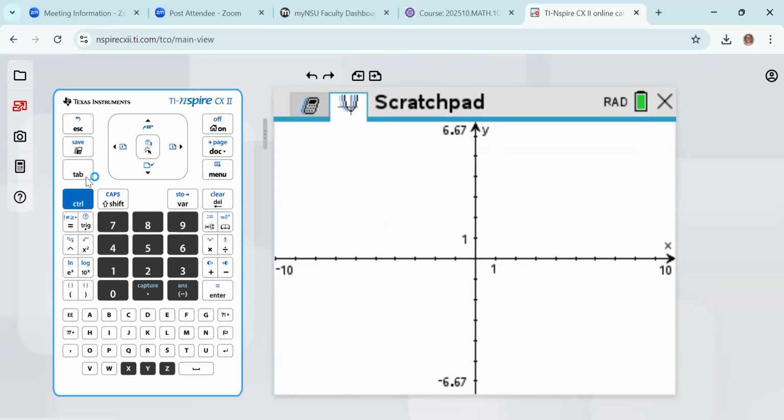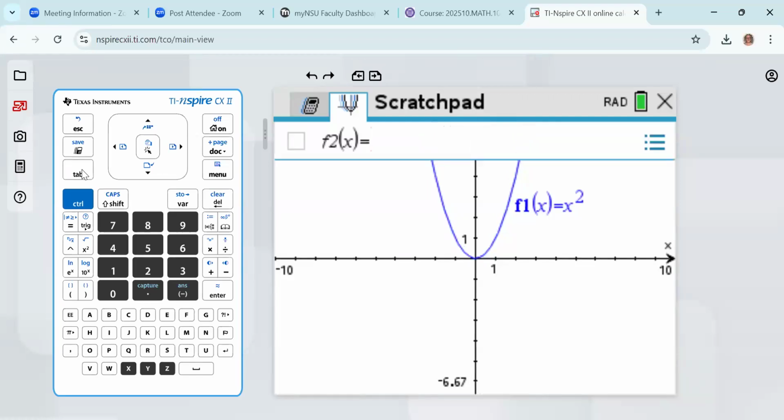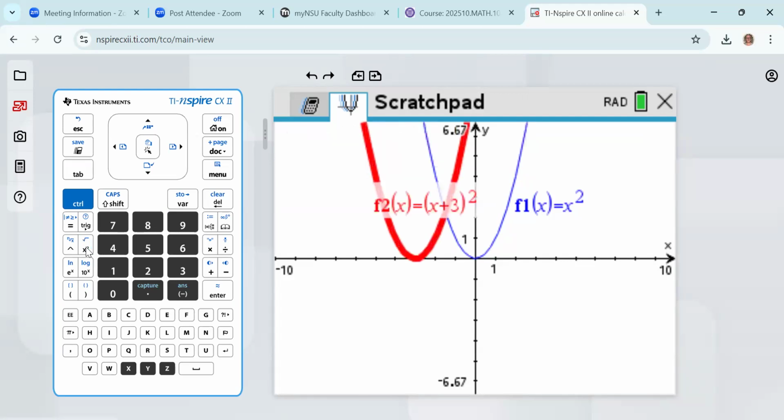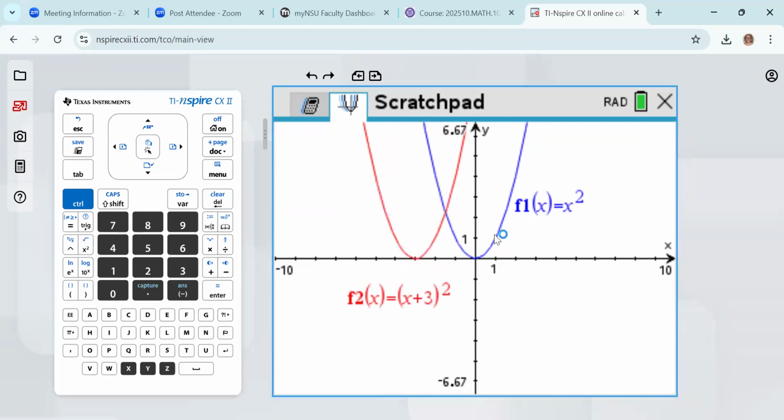All right, so we need to put an equation in, so we're going to hit tab, and I'm going to put in x squared and hit enter. So that's what x squared looks like. Now they have two other equations there, so I'm going to put 2 in so we can compare the first and the second. So I have x plus 3 with a square on the outside. So what happened to the equation? The blue is the original, the red is the transformation. It moved it left 3 units.